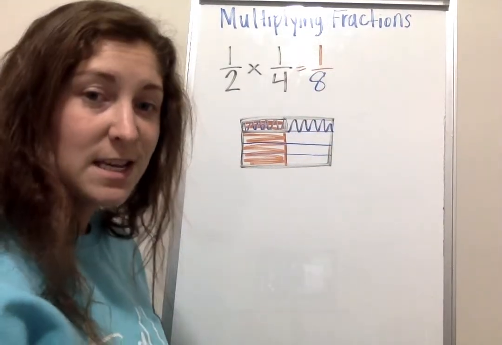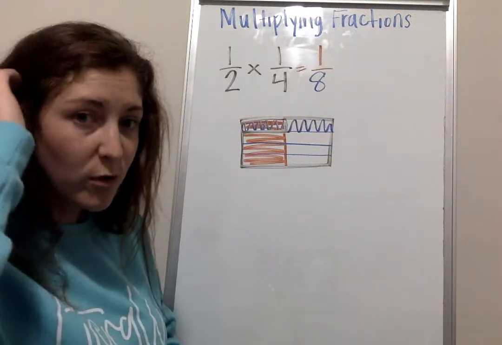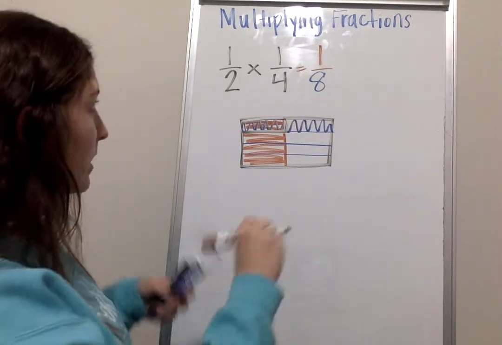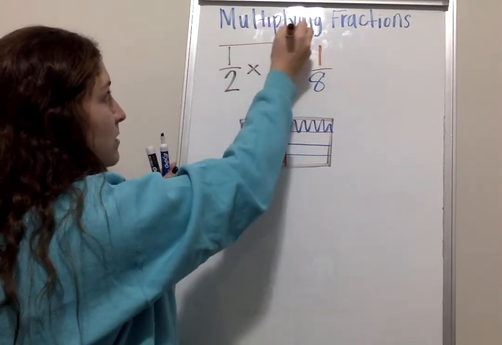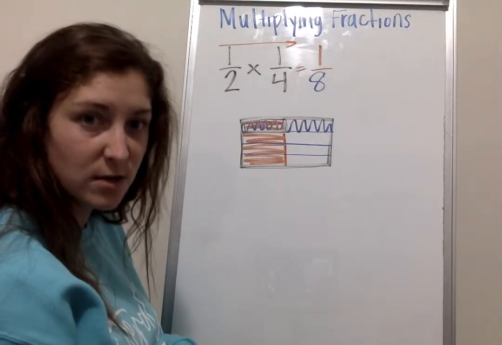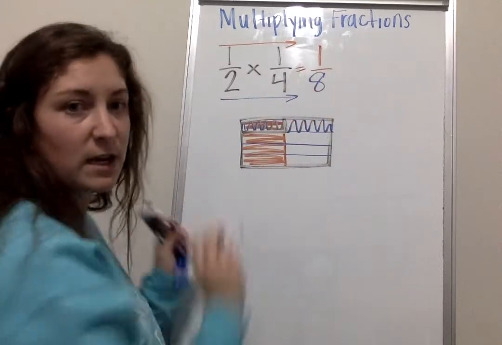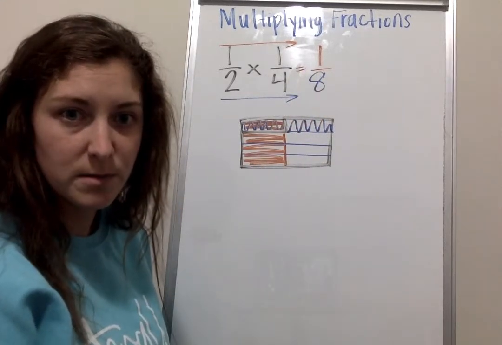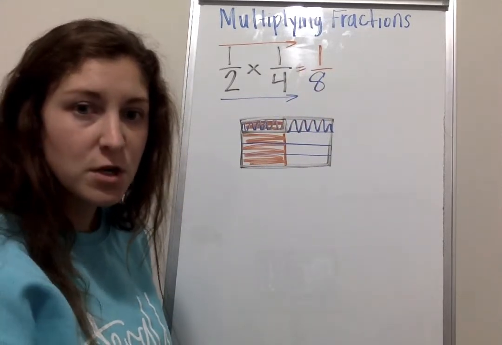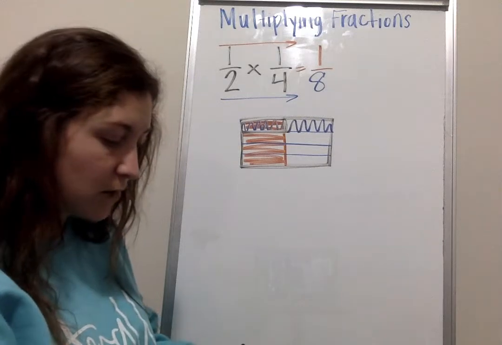As you guys can see, if we use the standard algorithm with multiplying two fractions, all we have to do is numerator times numerator. That gives us our numerator of the product. Denominator times denominator. That gives us the denominator of the product. Okay? Let's try another one of these that are using unit fractions.